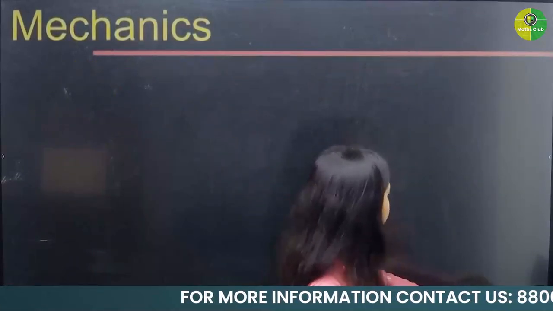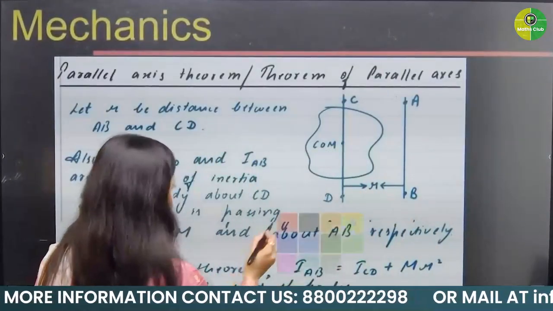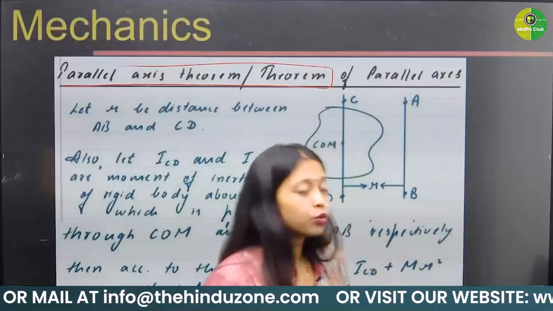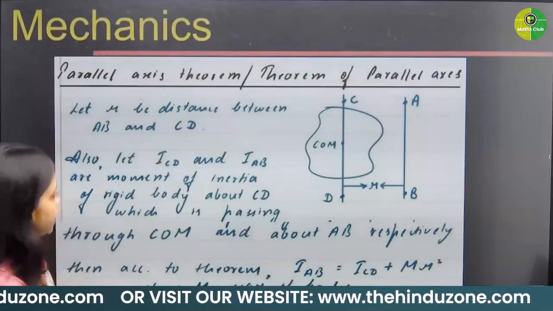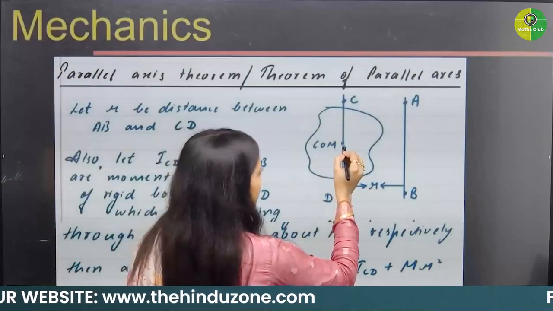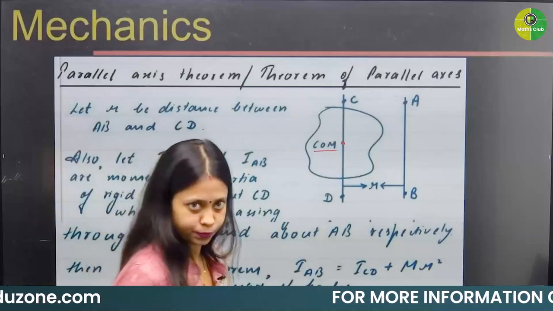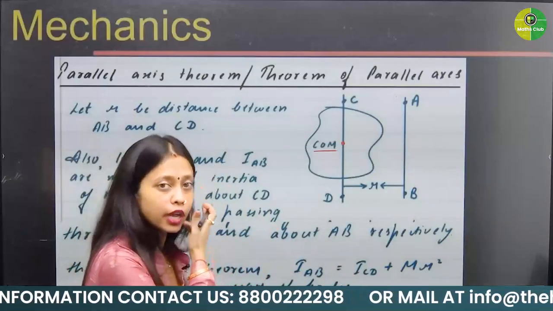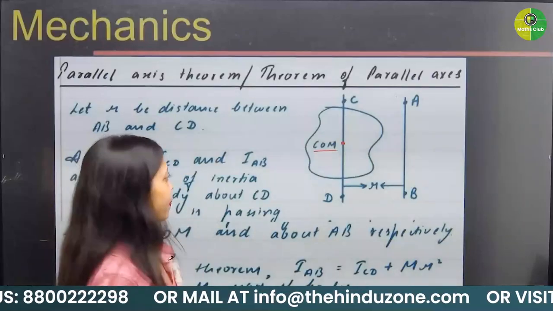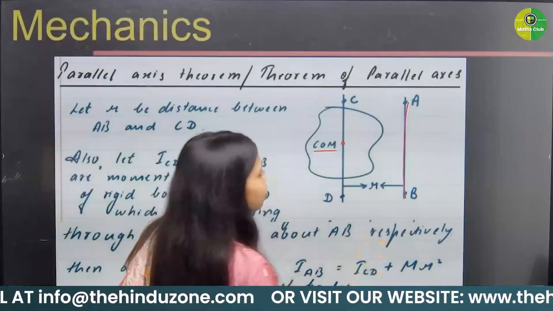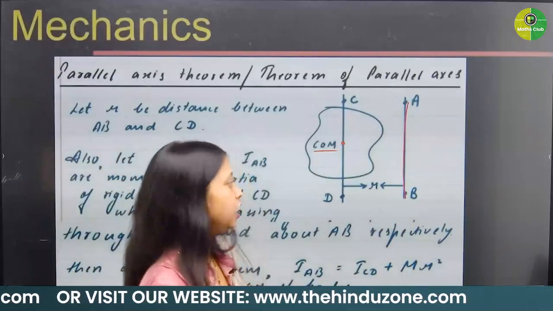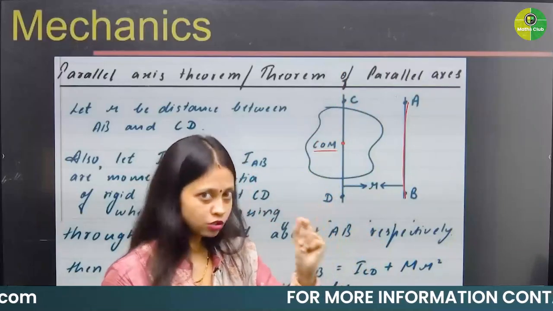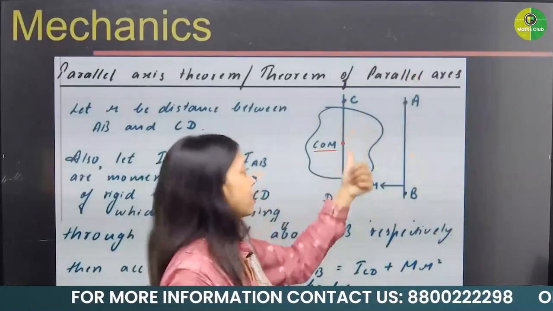Now, before coming to the next part, here I want to introduce a very important theorem. That is the parallel axis theorem, or theorem of parallel axis. What it says is a very simple result. This is a rigid body, and this is the center of mass of the rigid body. We are finding the moment of inertia of this rigid body with respect to a line which is passing through the center of mass, and then with respect to another line which is parallel to that original.